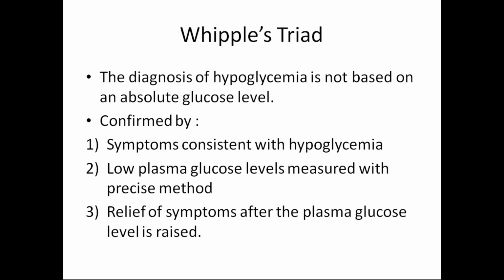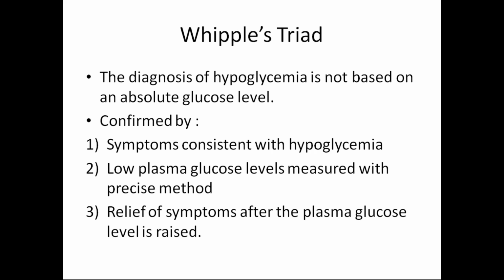So we have discussed three points in the definition, right? Those three points are present in the Whipple's triad. What is Whipple's triad? This is the triad which we use to diagnose hypoglycemia. It is common sense, but these three components should be present to name it as hypoglycemia. So diagnosis of hypoglycemia is not based on an absolute level. Just because the patient has a value of, sorry, not 40 or 50, some 80 or 90, that doesn't mean the patient is having hypoglycemia.